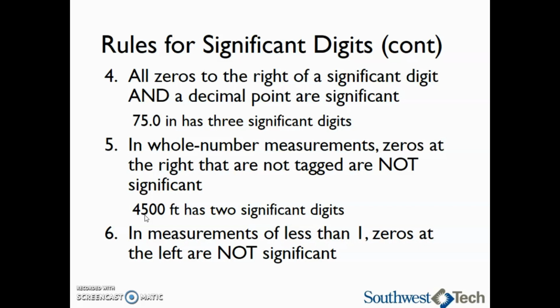Rule number 6, or last rule, in measurements of less than 1, zeros at the left are not significant. So if we had a number like 0.000456 meters, none of these zeros are significant because we don't have any significant digit out before the decimal point. So again, all these zeros to the left, none of them are significant. The only digits that are significant are the 4, the 5, and the 6, so there's only 3 significant digits here. This concludes our brief discussion on mass, weight, and also the rules for significant digits and accuracy.